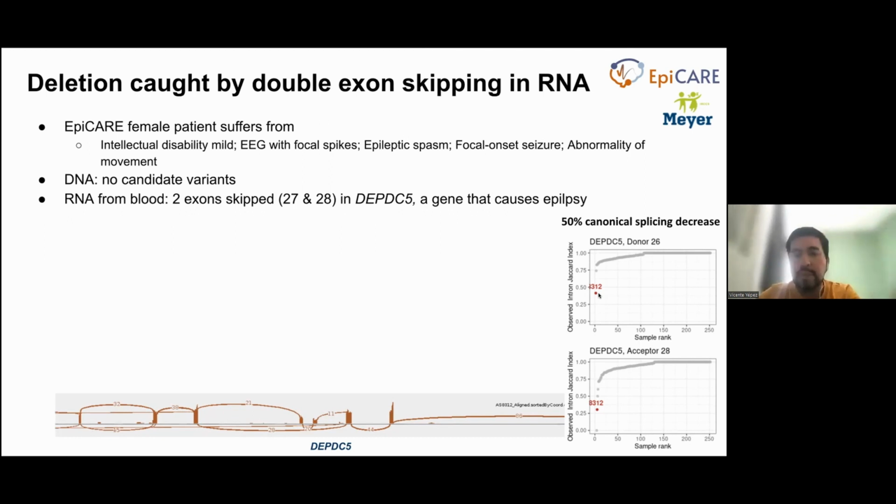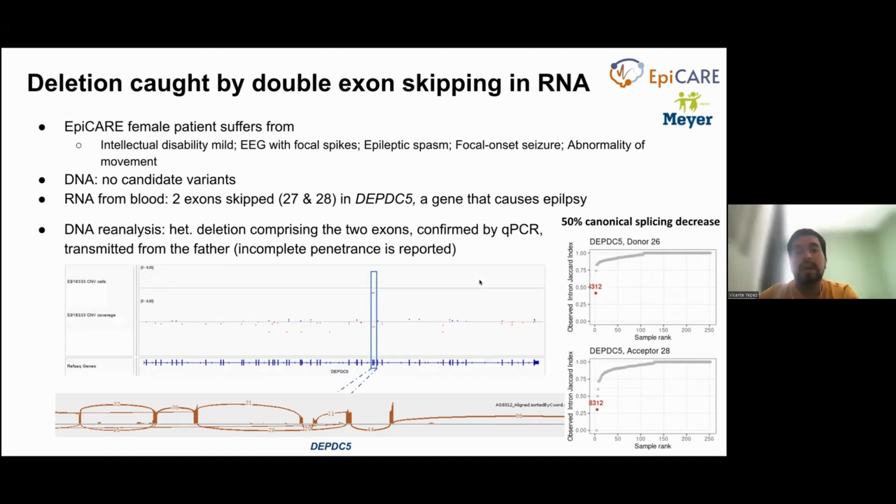When it's reduced by 50%, it's indicative of something going wrong in just one of the two alleles. Through DNA reanalysis, we indeed found a heterozygous deletion comprising these two exons. This was confirmed by qPCR, and it was discovered that it was transmitted from the father, but that's fine because incomplete penetrance has been reported for this gene, which is a dominant one.